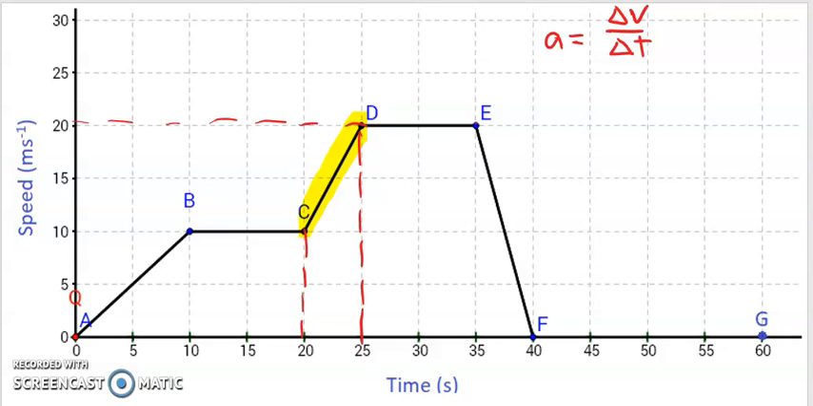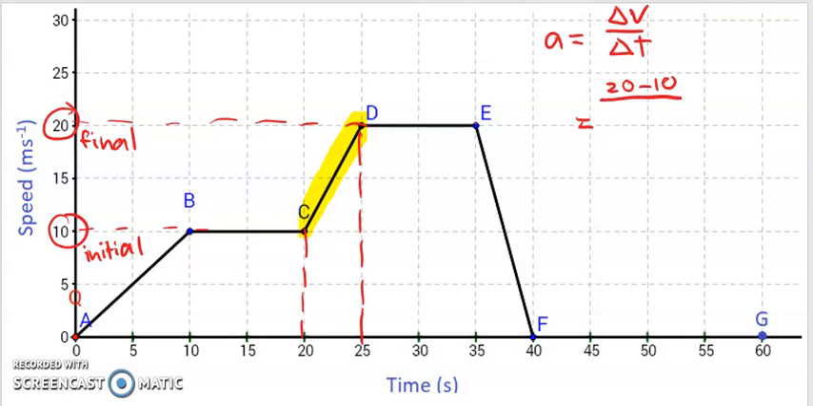Alright, so for the velocity, at section C to D, they started off at 10 meters per second. So that was their initial velocity. And they finished at 20 meters per second. So that was their final velocity. And remember, to calculate change in velocity, we need to do final minus initial. So in this case, 20 minus 10.